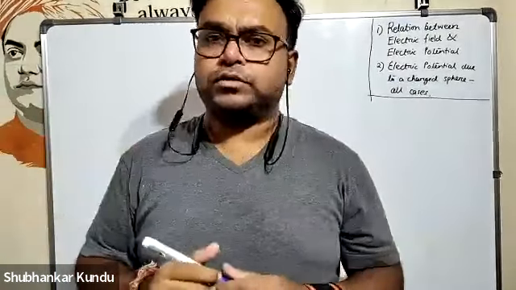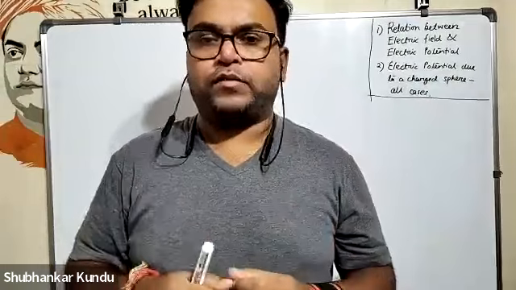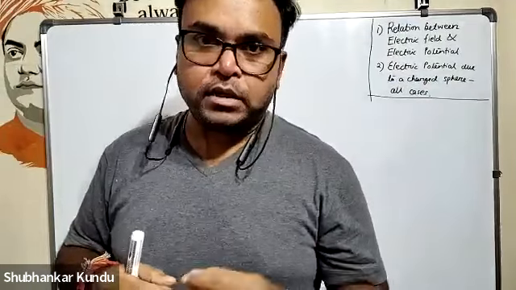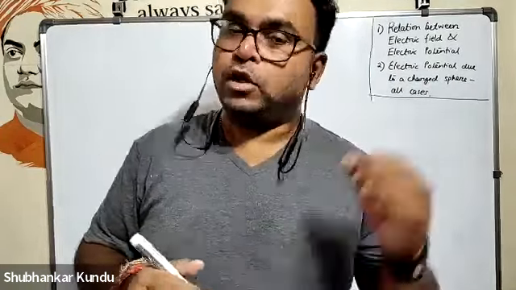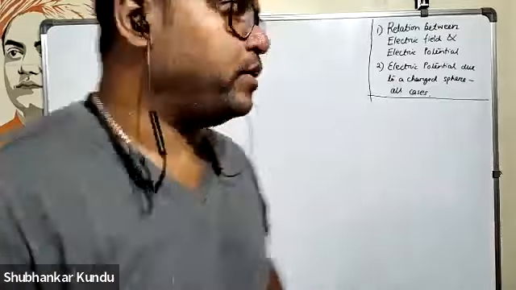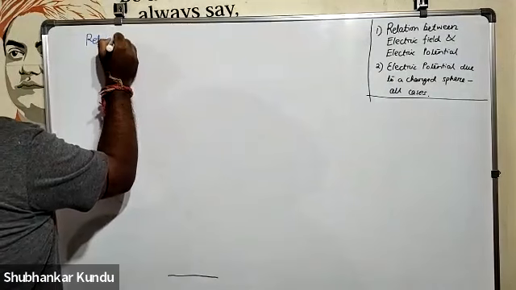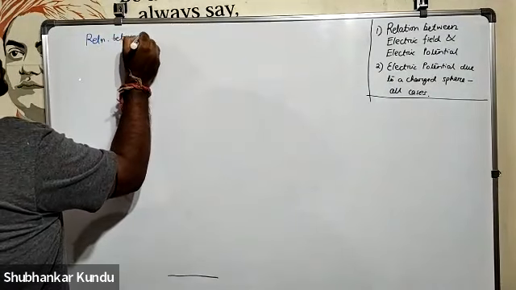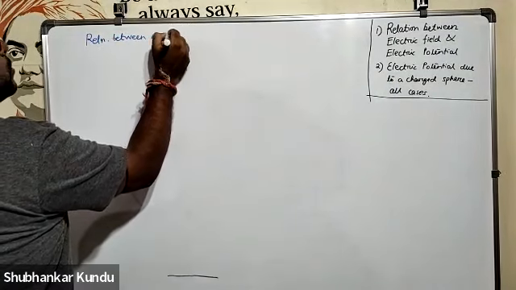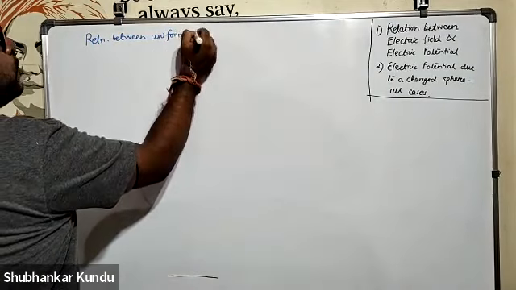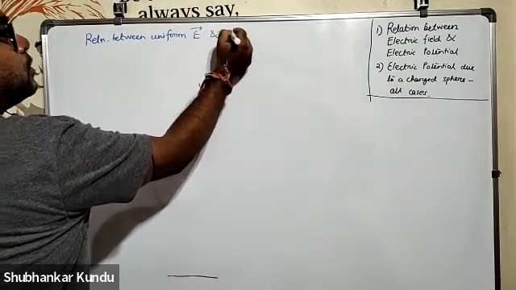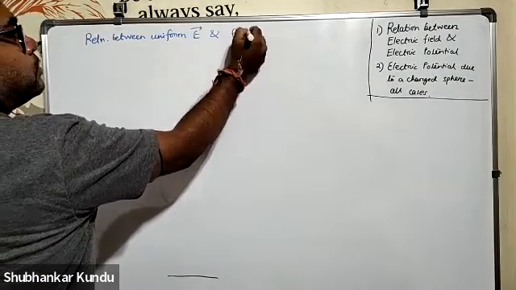Let us see what is going to happen. Initially, we'll be talking about the relation between electric field and electric field potential. Which electric field? Uniform electric field. So relation between uniform electric field and field potential.